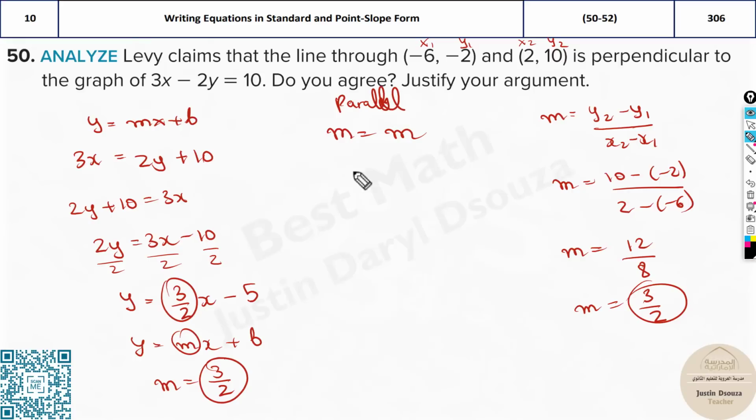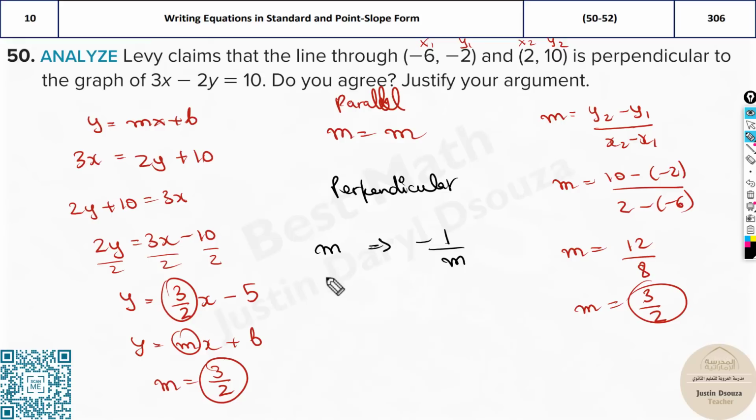And one more thing, when are they perpendicular? It can be perpendicular when you have the negative reciprocal, negative inverse. Wait, let me write it. m must be equivalent to minus 1 by m.